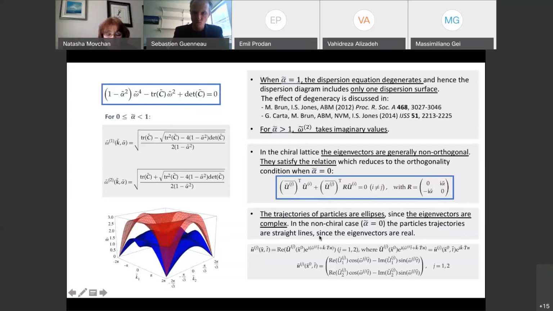And as we heard and as we know from previous discussion, in the case when the parameter alpha is equal to 0, so in the non-chiral case, our particle trajectories are straight lines. So is there any relationship between the trajectories we have in the non-chiral case and in the case when we have non-zero parameter alpha in the chiral case? Let us see.